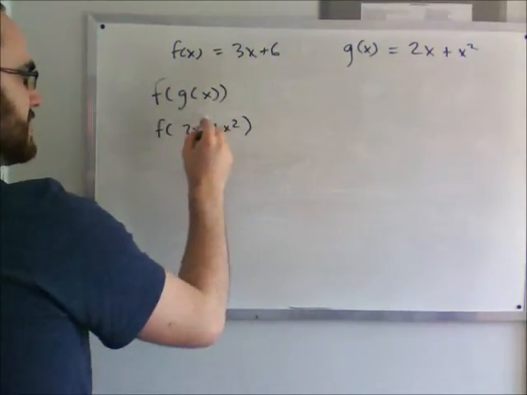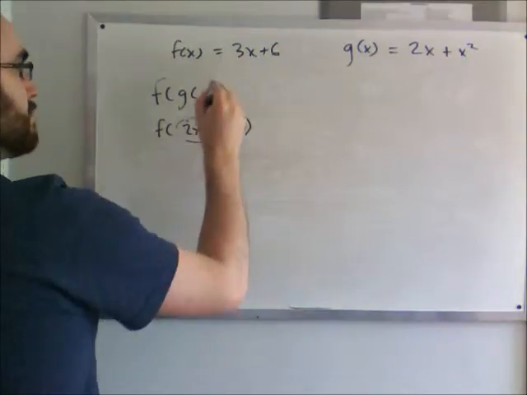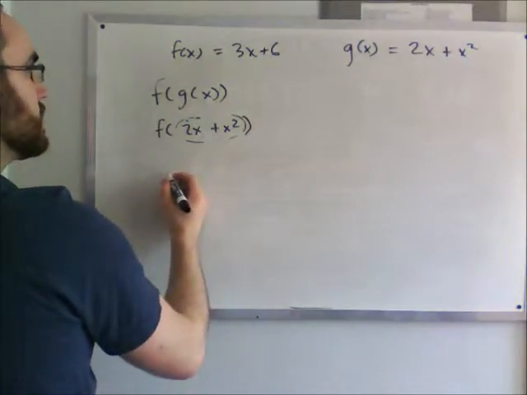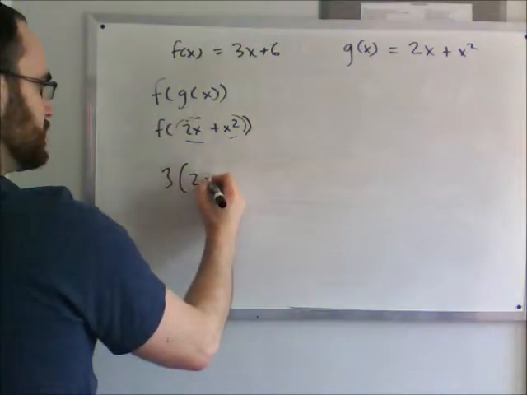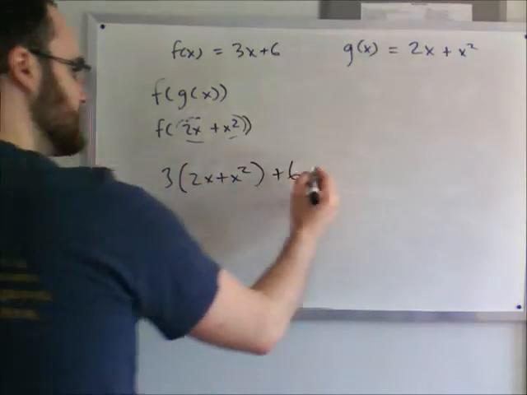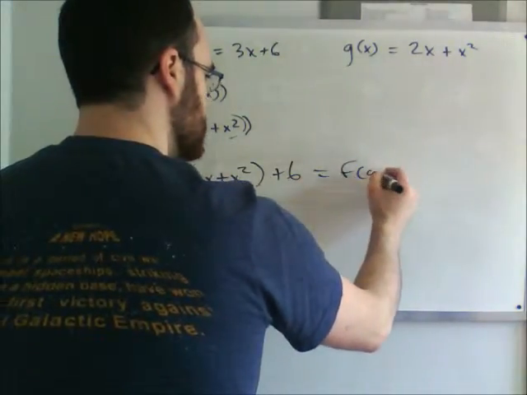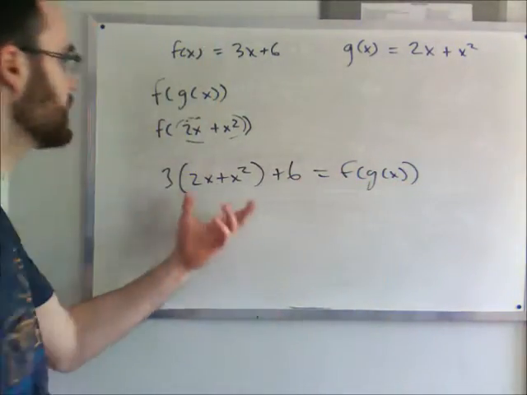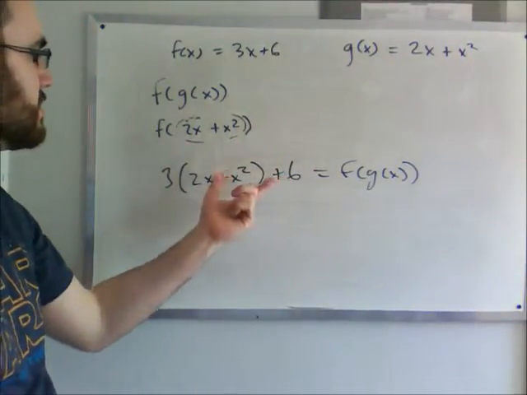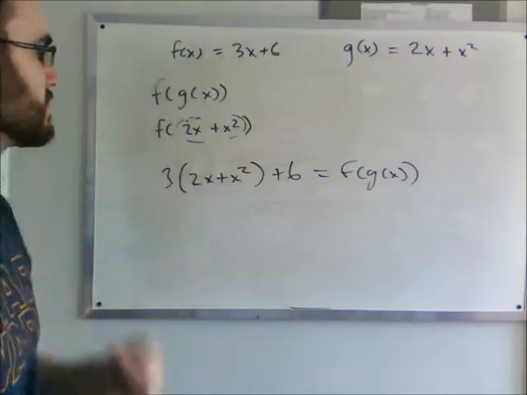So now f of this is a function of x. Plug that function into here, I get f of this is going to be equal to 3 times 2x plus x squared plus 6. This is equal to f of g of x. So it's like a function within a function. You plug in this function first, and then you use that function to be plugged into the other function.